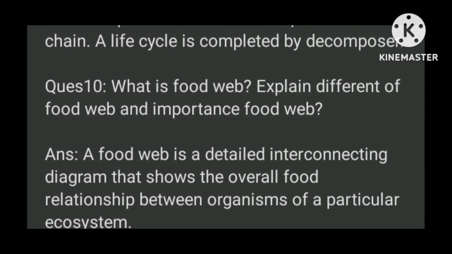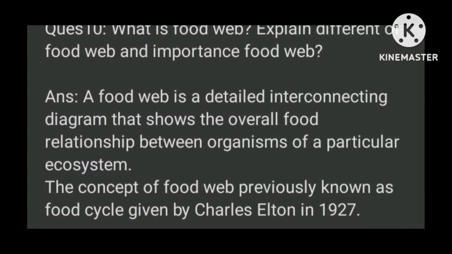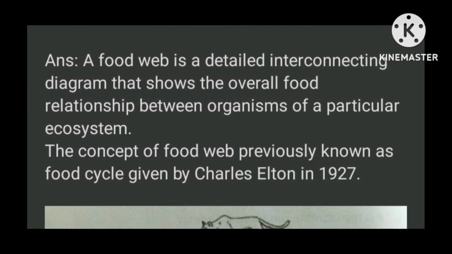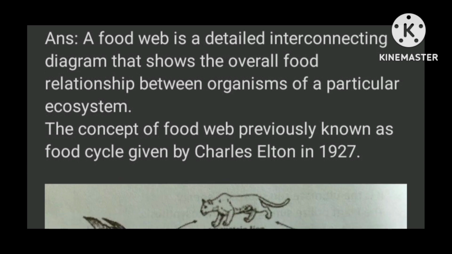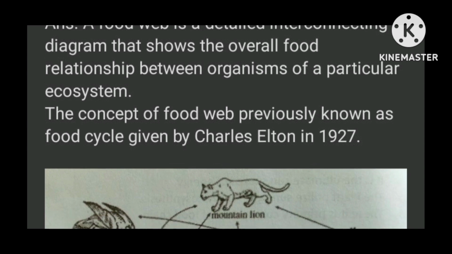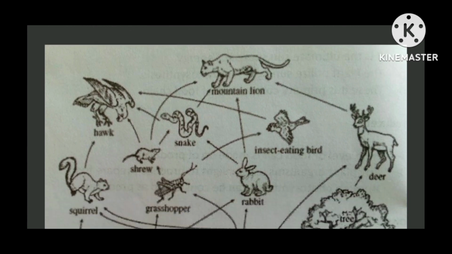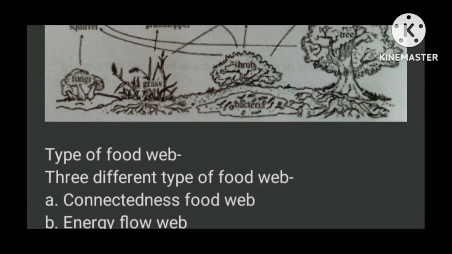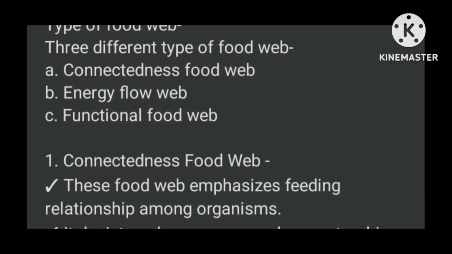Question 10. What is a food web? Explain types of food web and importance. Answer. A food web is a detailed interconnecting diagram that shows the overall food relationships between organisms of a particular ecosystem. The concept of food web, previously known as food cycle, was given by Charles Elton in 1927. Types of food web: three different types. A. Connectedness food web. B. Energy flow web. C. Functional food web.